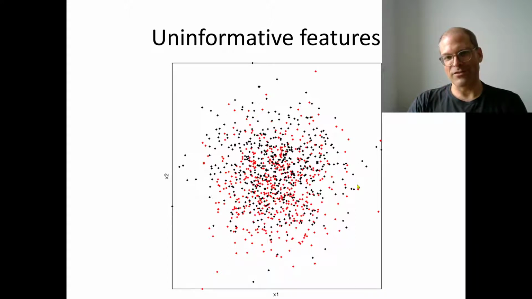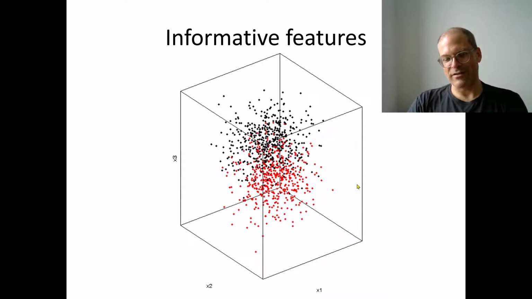However, this is because these features are uninformative, and if you then add an informative feature, so previously we had x1 and x2, and now we have added an informative feature x3, then we see that suddenly the two classes do become discernible, and it will be possible to learn a rule that helps me discriminate my categories. So having informative features is really, really essential in these types of learning applications.